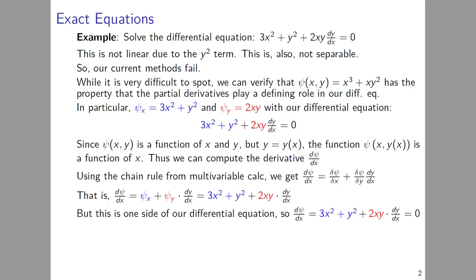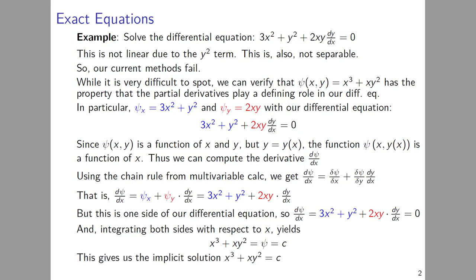And from the differential equation, we have that this is equal to 0. So we get that the derivative of psi with respect to x is equal to 0. Integrating both sides with respect to x yields that psi is equal to a constant, c. On the other hand, psi is equal to x cubed plus x times y squared. So values of x and y that satisfy the differential equation also satisfy x cubed plus x times y squared equals a constant c. And this gives us an implicit solution, x cubed plus x times y squared equals c, to the differential equation.